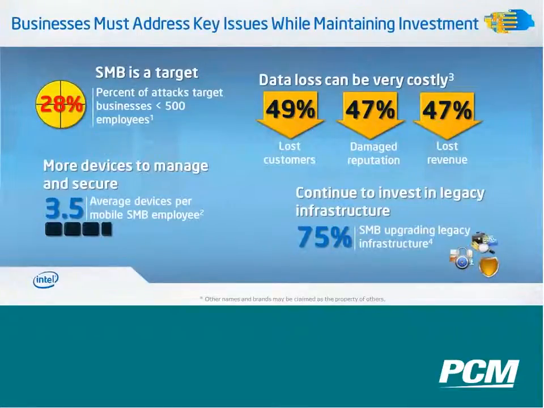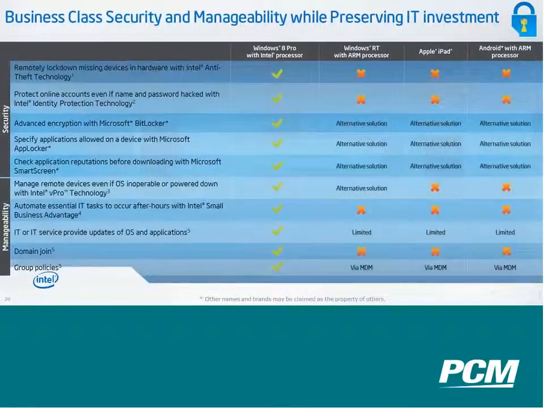Now, again, I've got to show you a tablet to see from a security manageability perspective. And I'm going to do something very similar to our one before, right? I've got a security section and a manageability section. If we think about Windows 8 Pro with Intel, Windows RT with ARM, Apple iPad, Android with ARM processor, I'm just showing you across this, right? So remotely locking down missing devices. So devices that go missing.